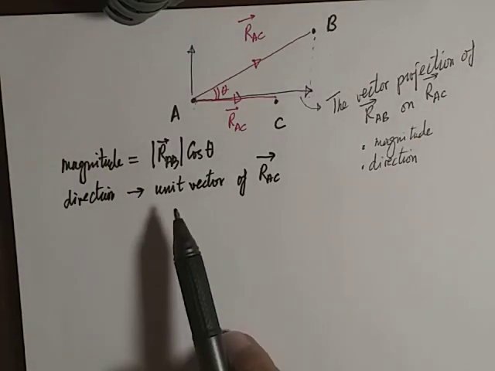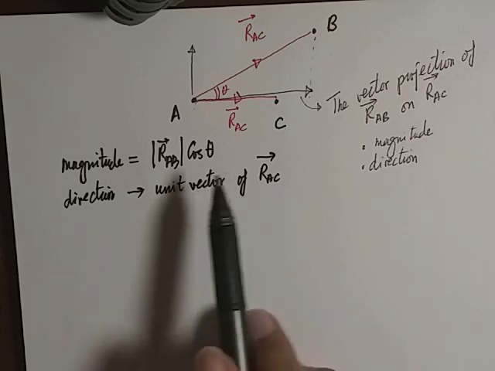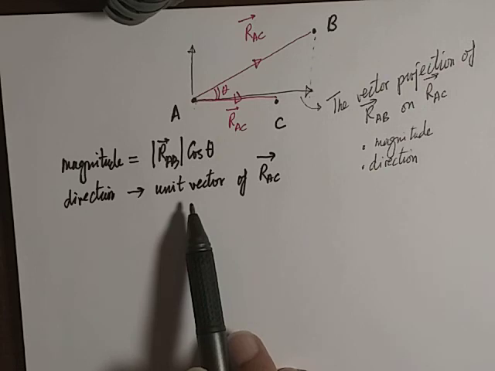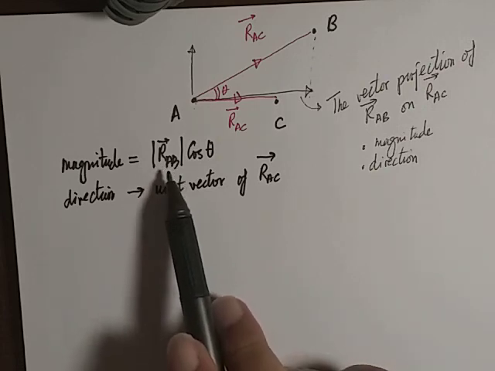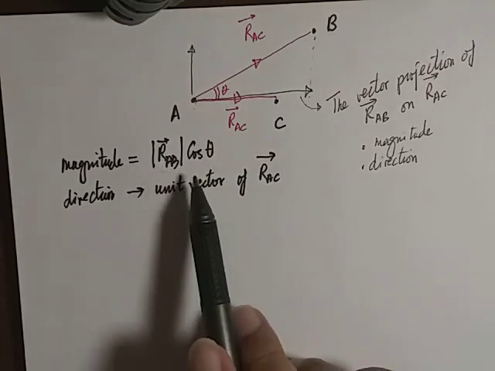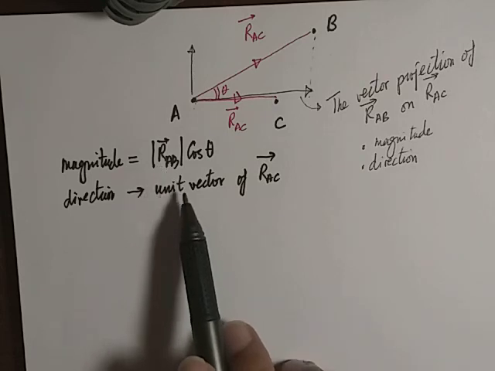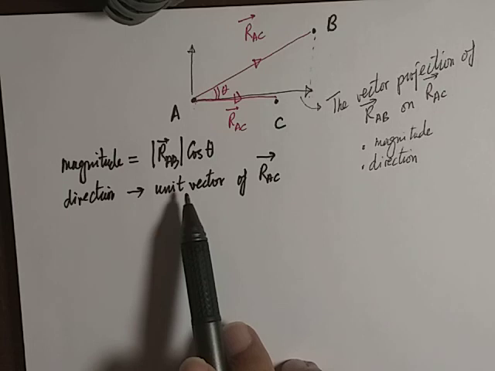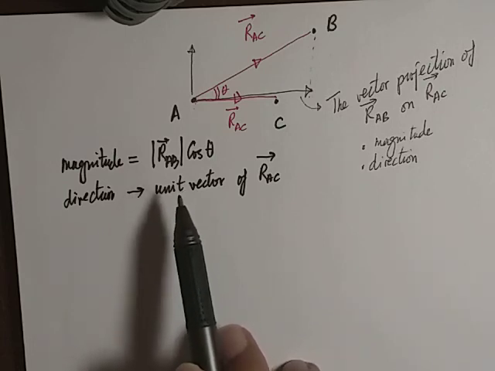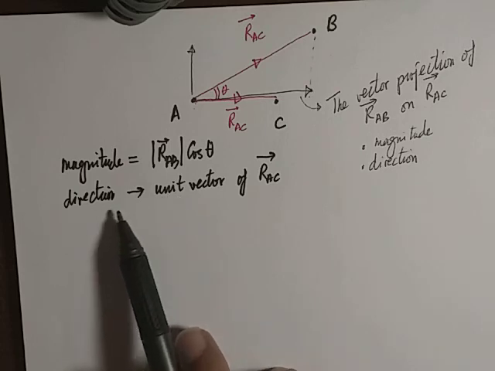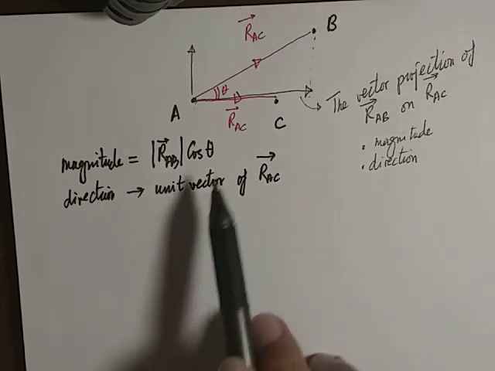Why do we use the unit vector of RAC? Because when we have a unit vector, the magnitude always remains equal to 1. So when we multiply it with the magnitude of the original vector, the magnitude does not change. So by multiplying a magnitude with the unit vector, we are implementing the direction without changing the magnitude of the product. So that's why we use the direction of the unit vector RAC.